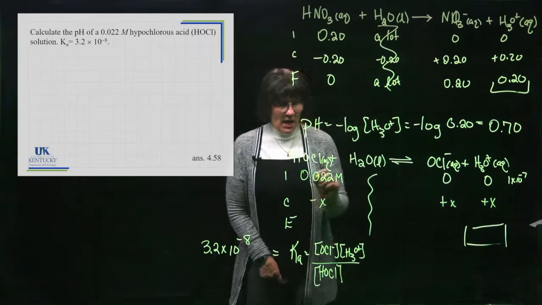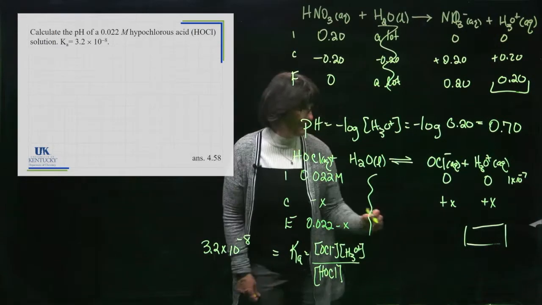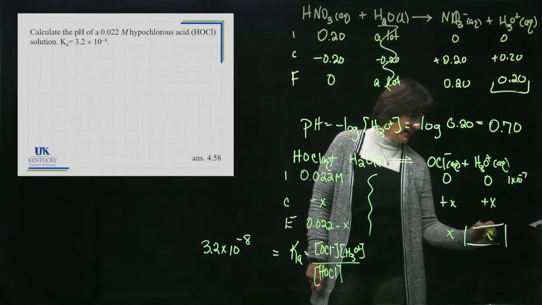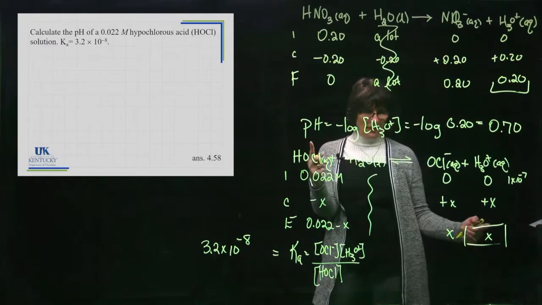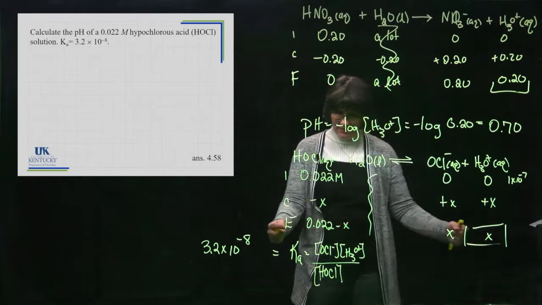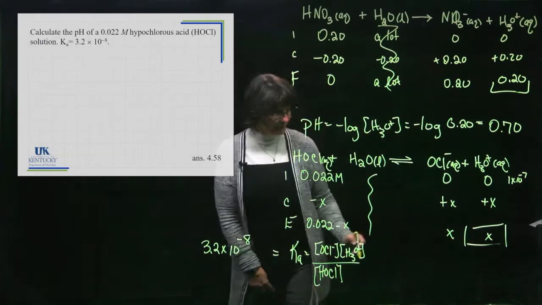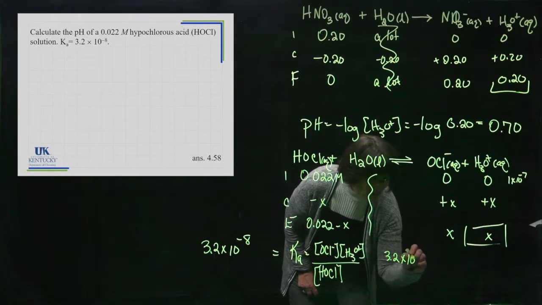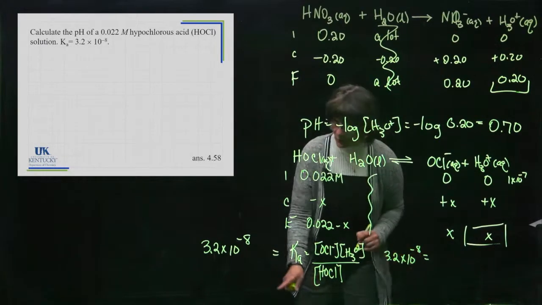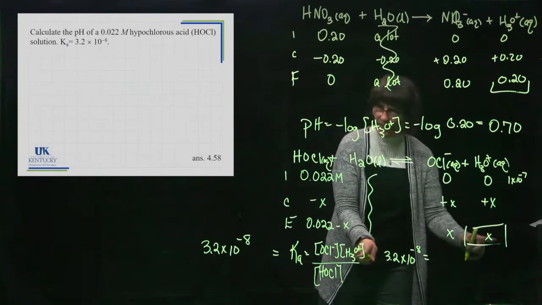Okay? And so this is 0.022 minus x. This is x, and this is x. Now, I can't plug that into this expression. I don't know it yet. So I'm going to take all of this and put it into this piece. Okay? So I have, I'll write it here, 3.2 times 10 to the minus 8 is equal to, well, this is x. This is x.